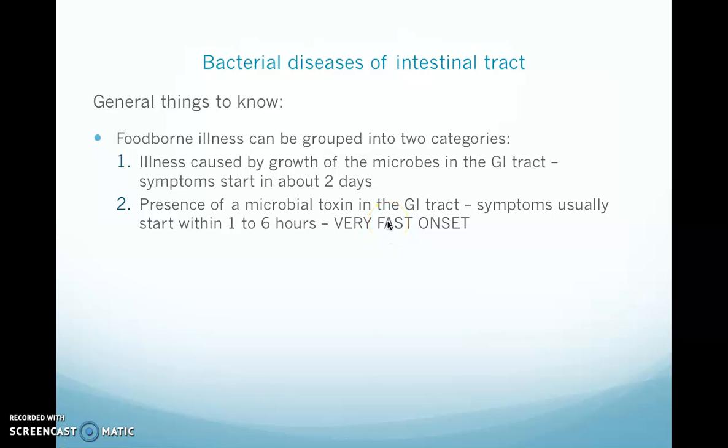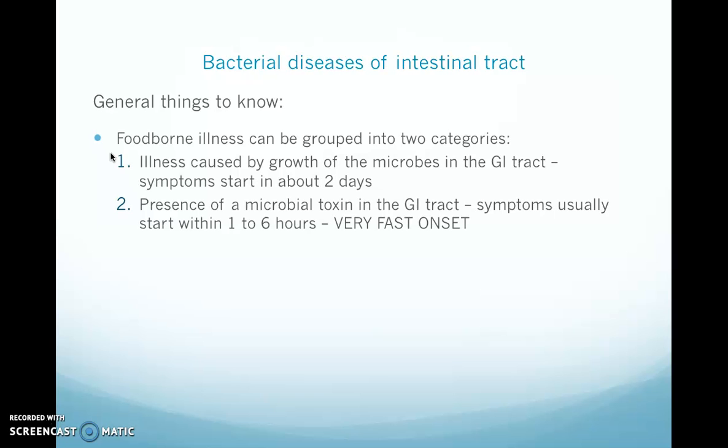All right, let's talk just a few minutes more about what's happening to these diners in our case study and what the terms gastroenteritis and food poisoning mean. When we're talking about foodborne illness, they fall into two general categories. One is illness caused by growth of the microbes themselves in the GI or gastrointestinal tract. This is what was happening to those diners. Symptoms start in a day or two because those microbes are growing and multiplying to an amount that they start damaging the host. The second category is what I want to focus on now.